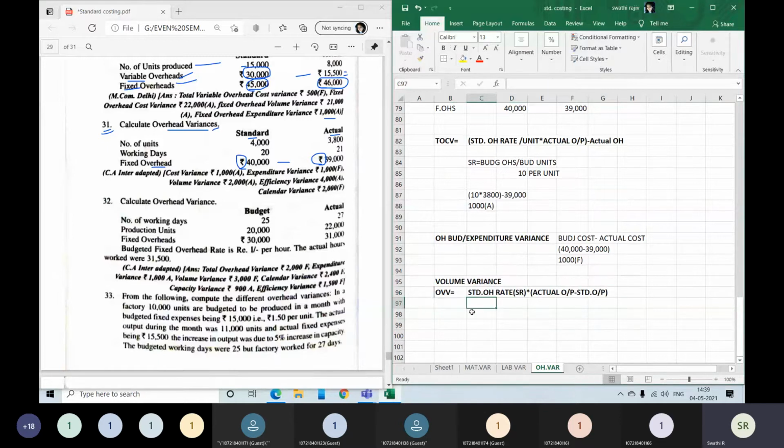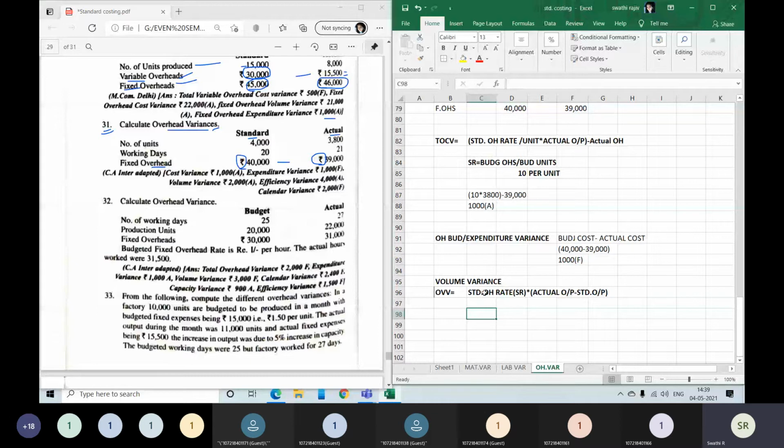Volume variance. We have only one. Volume variance, how will we calculate? Standard overhead rate. Do we have standard overhead rate? There is only one rate anyway, this is it, okay, SR. That's why I wrote SR also in bracket. 10. Can you guys see what I'm doing? Standard overhead rate, we already found it out. Here, what does the formula say?